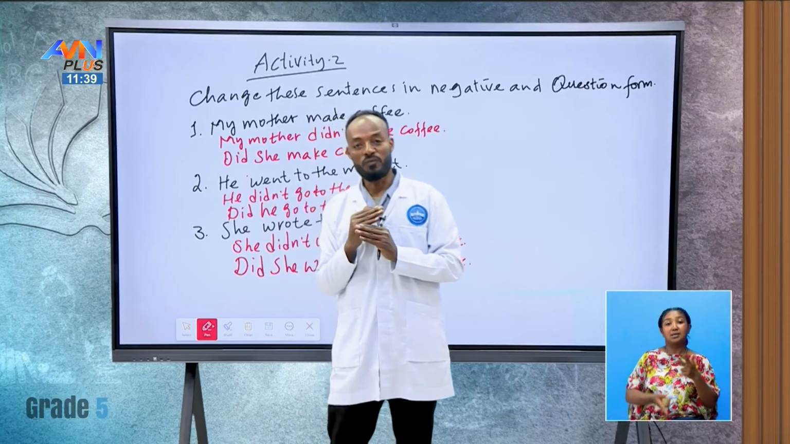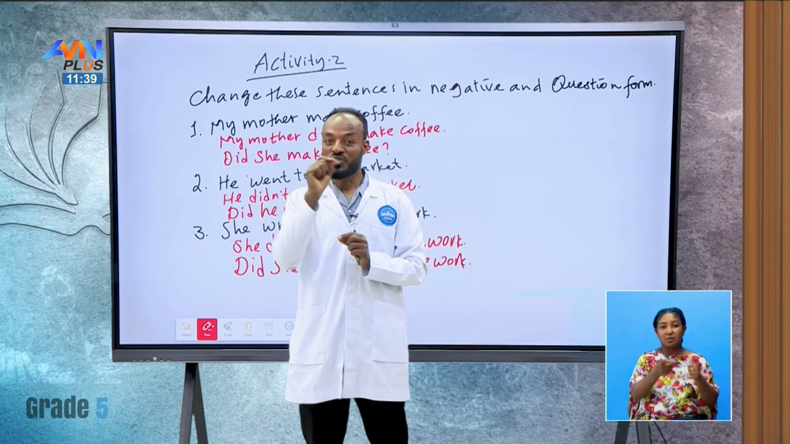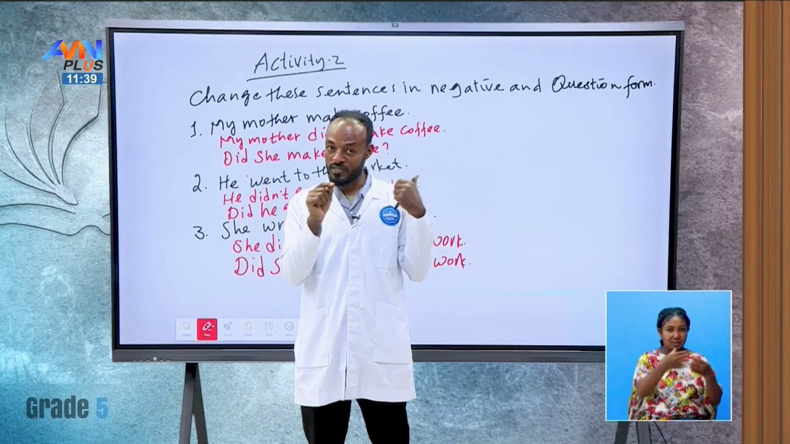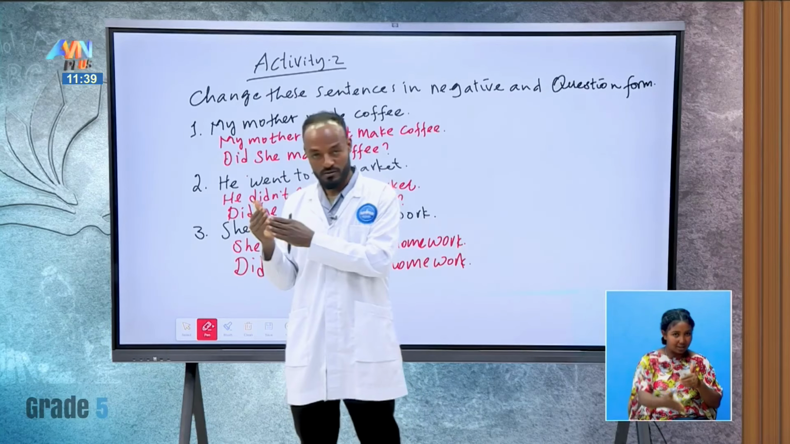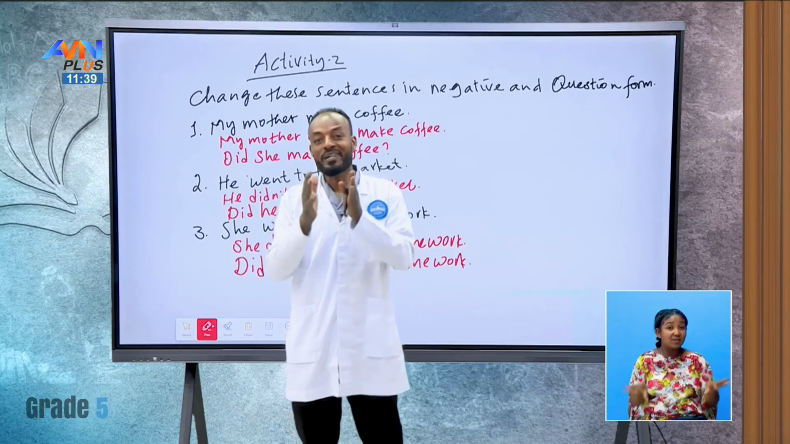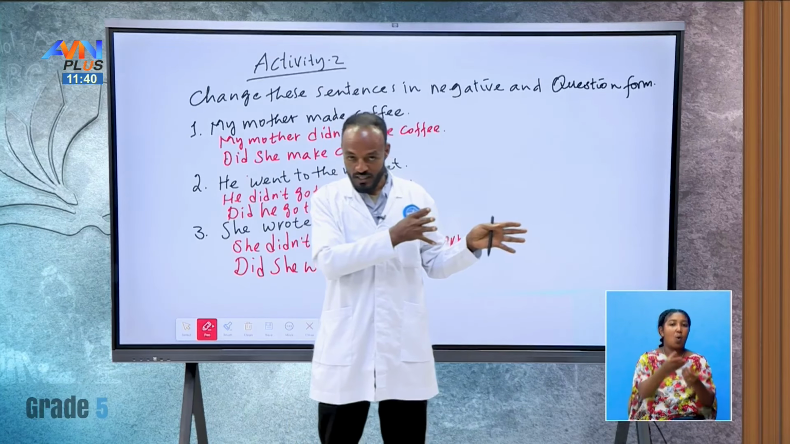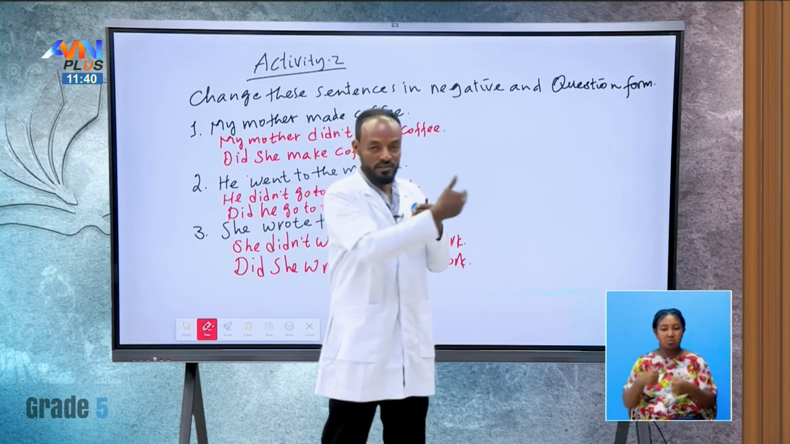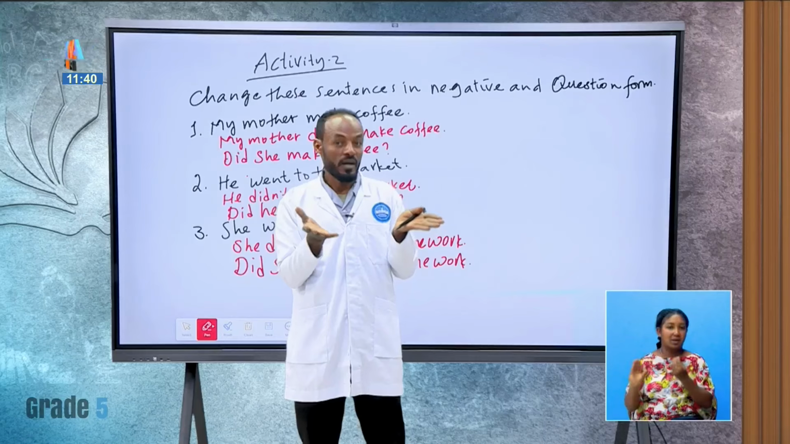In question forms, we have to start from did if the statement is affirmative. Then the subject, then the base verb. If necessary, we can add the object. Okay? And also some complements can be added. It depends. I hope I'm clear.